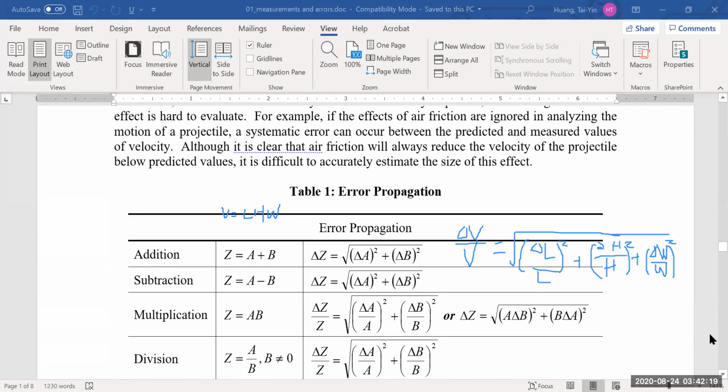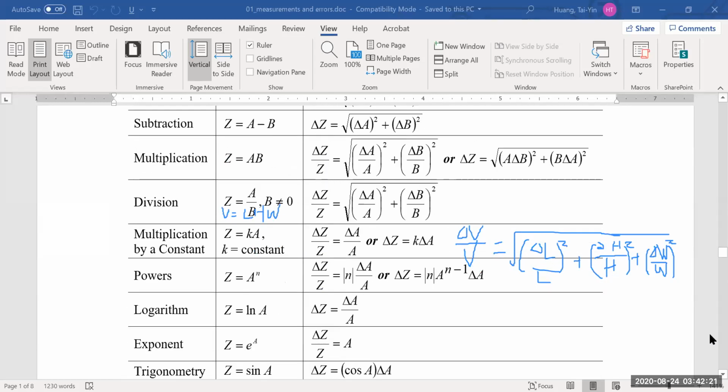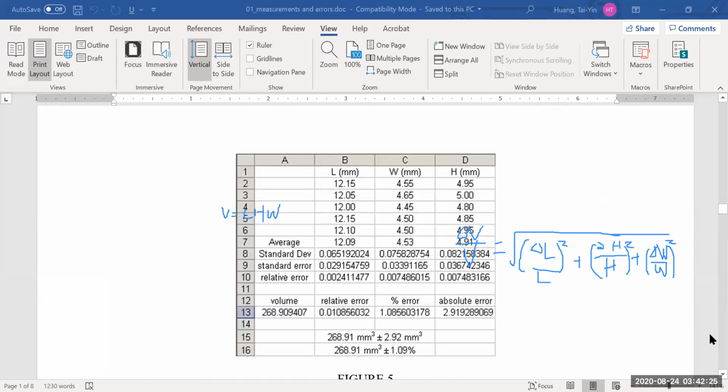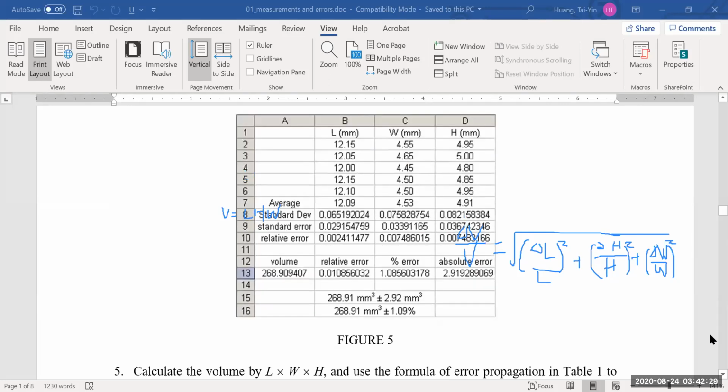Okay, so that's basically for today's experiment. You need to learn how to use a vernier caliper. You need to learn how to read off a vernier caliper. You need to know how to do data analysis. You need to learn how to use Excel, because we're going to use Excel to process the data. So I do not want you to punch into your calculator to find out this value. You want to use Excel to do that.